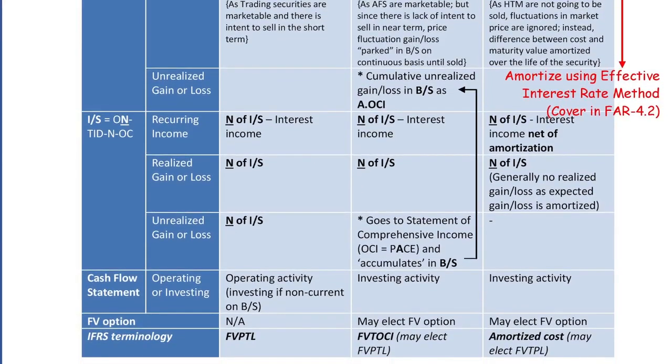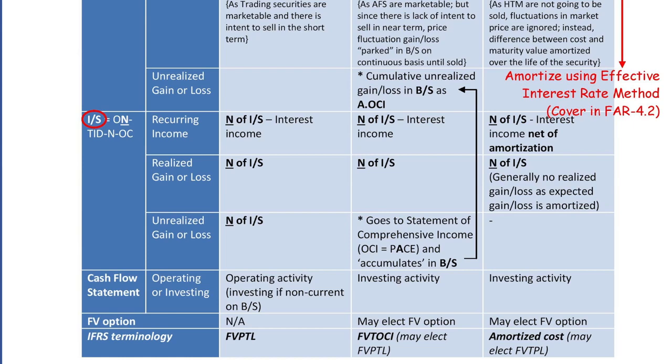Okay, so we've looked at the balance sheet impact: held for trading and available for sale at fair value, held to maturity securities at amortized cost. Now let's talk about the income statement. So the interest income for held for trading or available for sale securities is part of non-operating income. For held to maturity securities, we're going to look at interest income net of any discount or premium amortization.